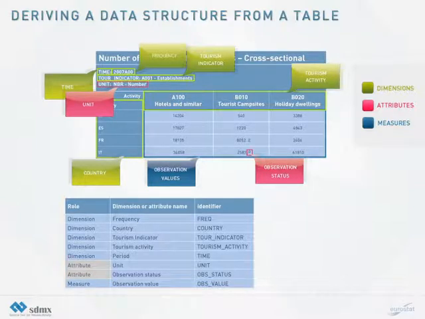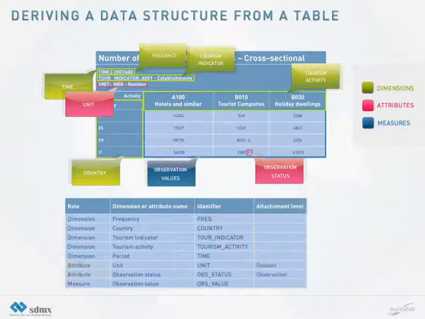We can see that they are displayed at different levels of the table. This depends on whether the attribute explains only a single figure, a group of figures, or the whole table. In our example, the unit explains the whole table. It is attached at dataset level. The observation status explains only single figures. It is attached at observation level. In SDMX, it is also possible to attach attributes to a group of observations. This is not the case in our example.